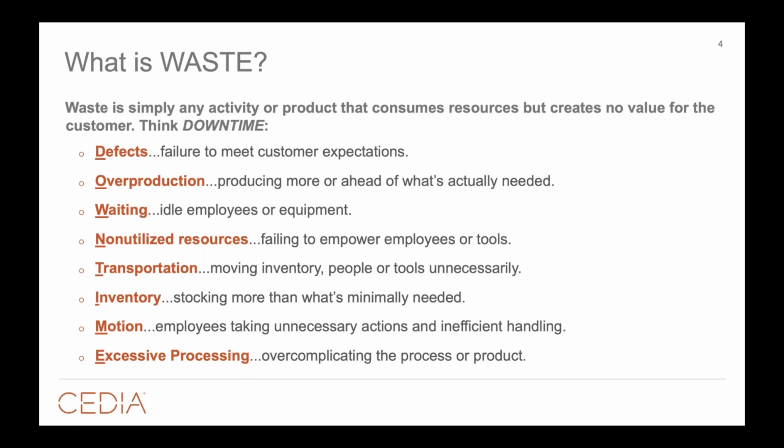Defects, very evident. Overproduction, very evident. But there's other things like waiting. Okay, and we use this acronym DOWNTIME to try to quantify these other areas. Idle employees or equipment. How much money do we spend on our tools? How much money do we spend on the different resources within our operations to really create products, create services? What happens when those things are sitting stagnant? That's not very efficient. That's very wasteful.